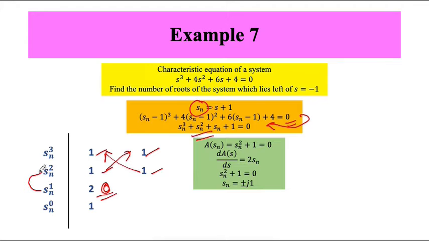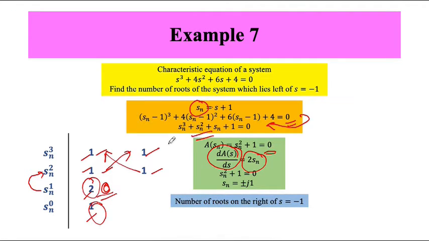From the higher term I will get Sn square plus 1 equals 0. I am differentiating it with respect to s, so I will get 2Sn. So this is 2, this is 1. So all the elements of the first column are positive. So there is no root on the right-hand side of s equals minus 1. So no root on the right of s equals minus 1.